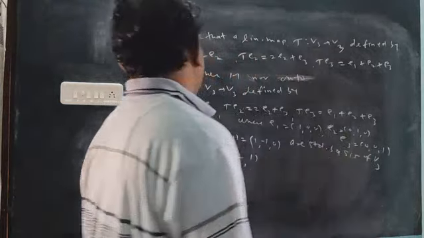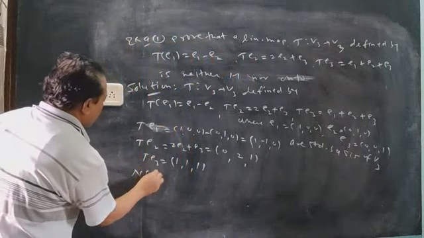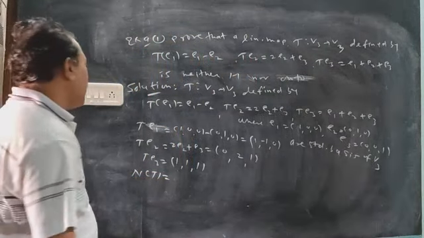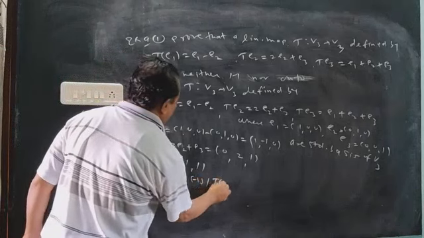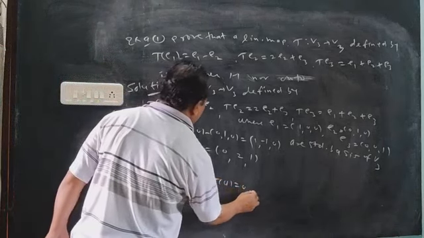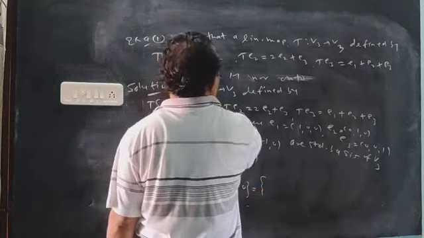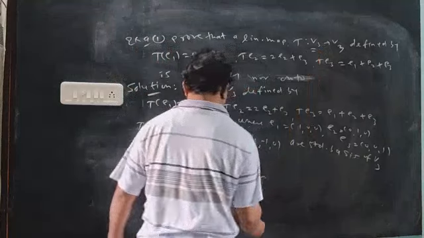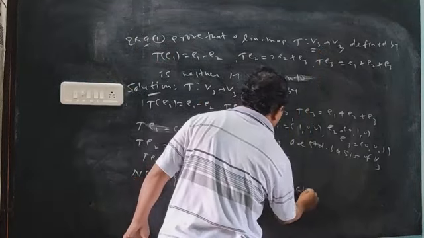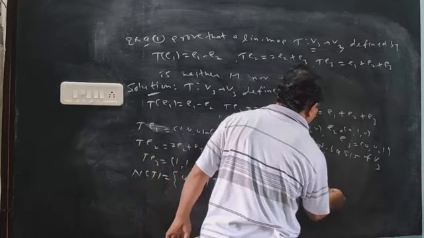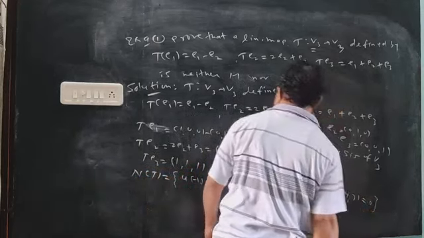Now comes to 1-1. For 1-1, I want to show null space of T equals 0. The null space is the set of u belonging to V such that T of u equals 0. Here V3 is a three-dimensional vector space. So suppose (x, y, z) is a vector of V3 such that T of (x, y, z) equals 0.